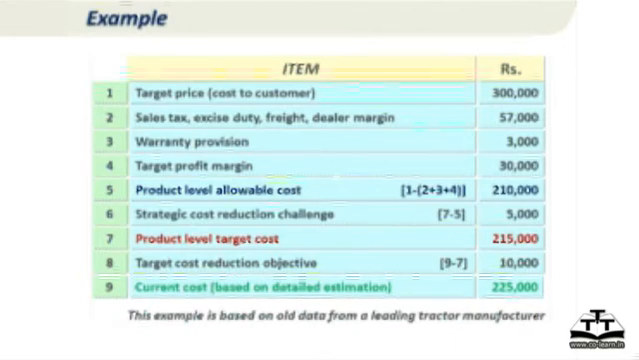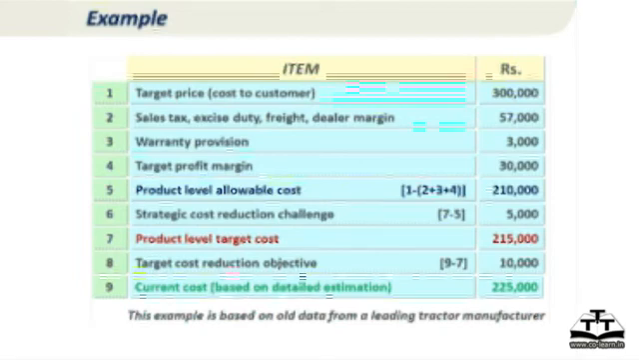So there is a gap: what I want to achieve is 2.1 lakh, what I am able to do is 2.25 lakh rupees. There is a gap of 15,000 rupees there. Now I can't suddenly reduce 15,000 rupees just like that this year. So I say, okay, I do target cost reduction of 10,000 this year and strategic, next year, future 5,000 rupees.